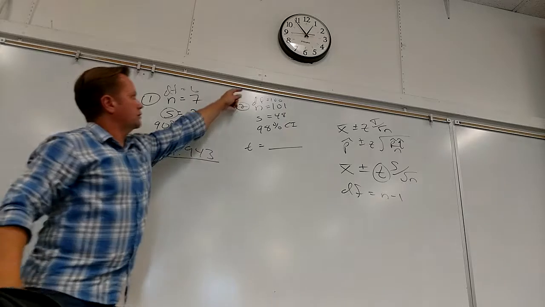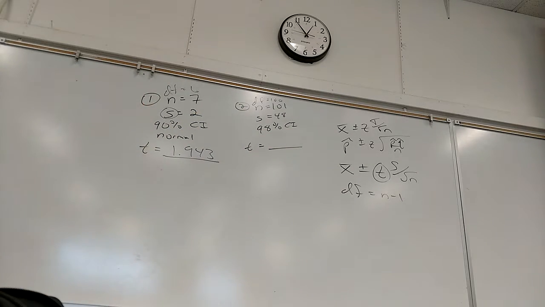What about this guy? You're using freedom 100. 98%. So what column am I looking at for 98%? Second one. There'll be 2% out in the two tails. 100. Looks like 2.364.